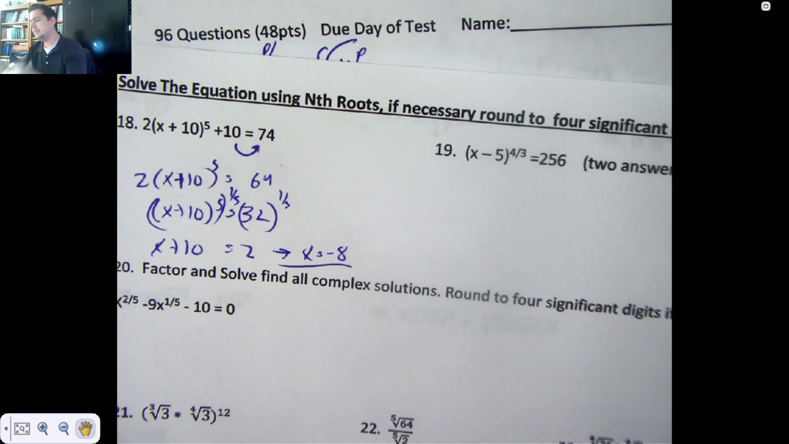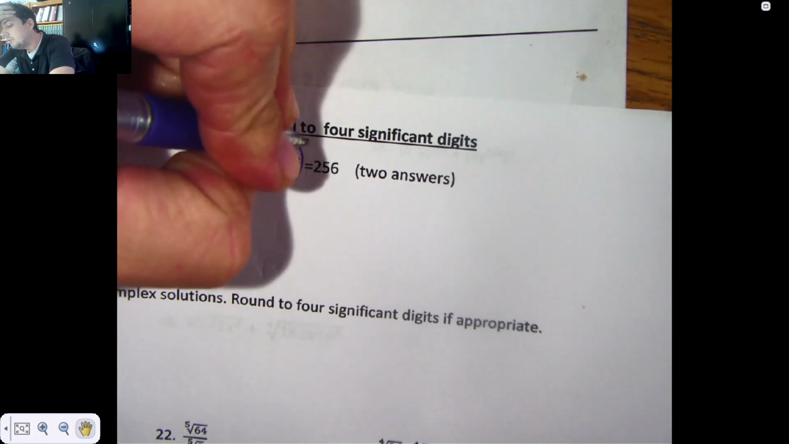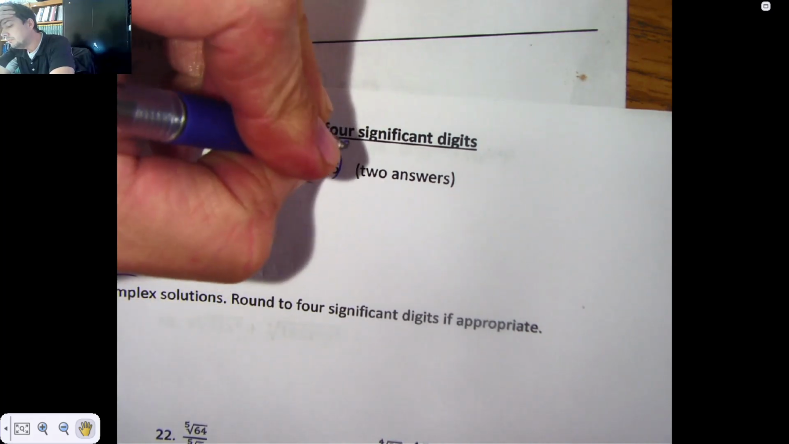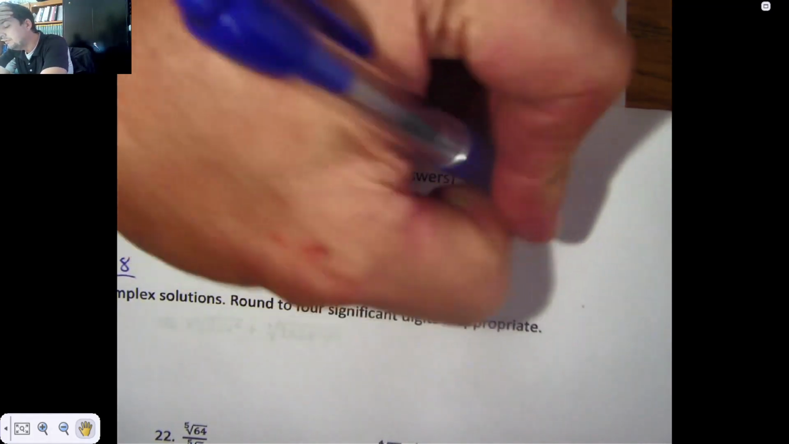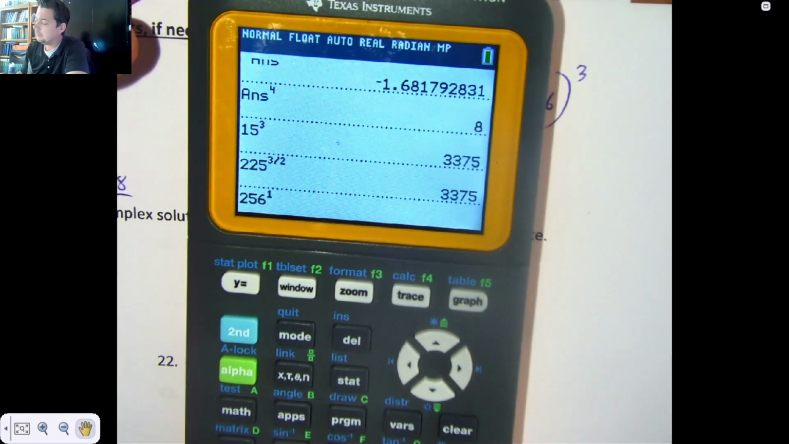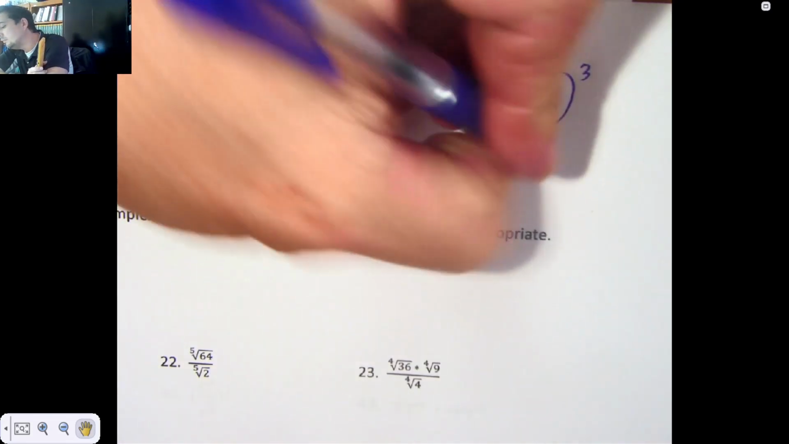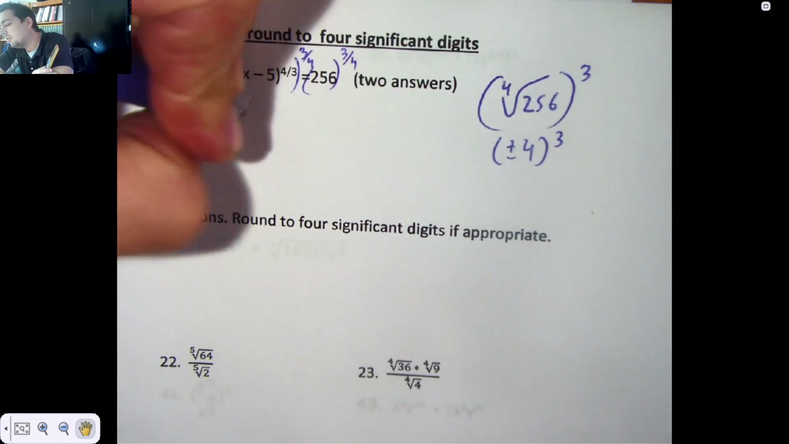19 has 2 answers because the power is 4, an even power. Raise both sides to the 3/4. The 4th root of 256 ought to be 4, plus or minus 4. Let's talk about what it's actually showing here. That is the 4th root of 256 that you turn around and cube. Now the 4th root of 256 should be 4. Because I'm solving for x, I need to use the plus or minus symbol. And if I plus or minus a 4 that's cubed, I get plus or minus 64.